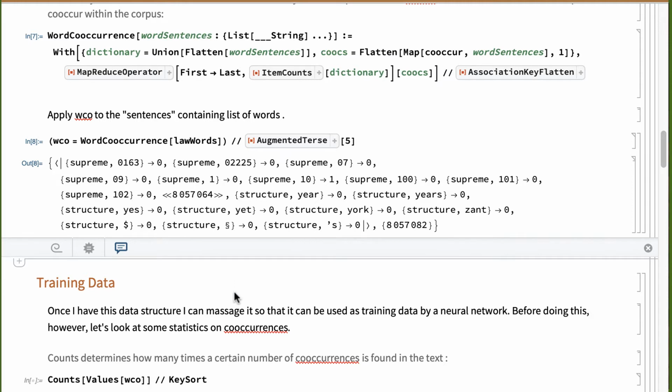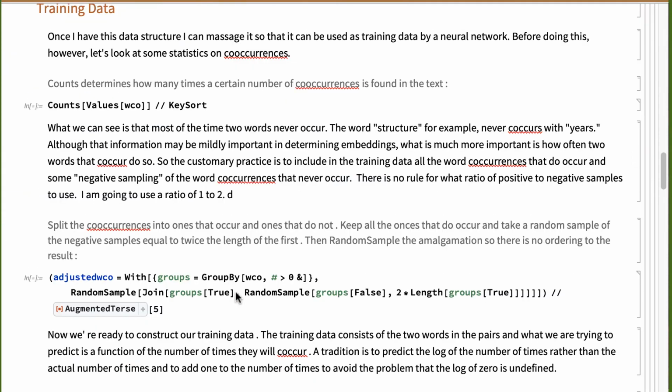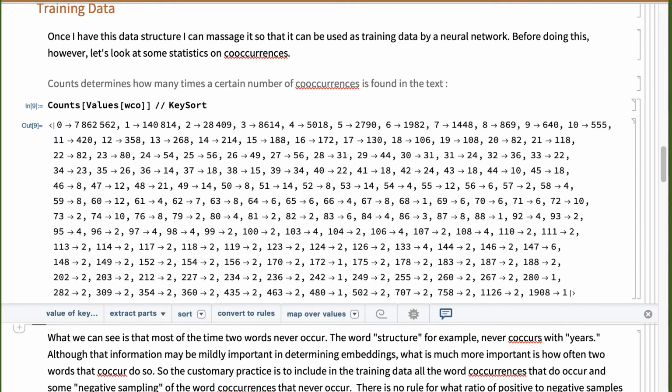All right, so we've got our word co-occurrence representation, and let's just take a look at how many times a certain number of co-occurrences is found in the text. You can see most of the time it doesn't find anything, but there are some co-occurrences, 140,000 that happen once, 28,000 that happen twice, etc.